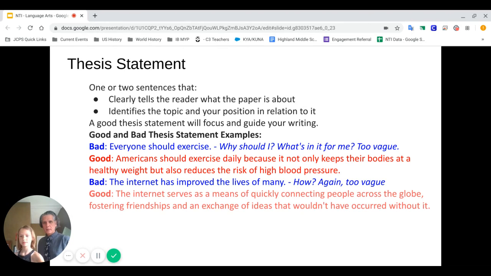Yeah, maybe. All right. The internet serves as a means of quickly connecting people across the globe, fostering friendship and an exchange of ideas that wouldn't have occurred without it. So now I know from your thesis statement, when you talk about how the internet has improved people's lives, that you're going to talk about making friends online and being able to work on your ideas.